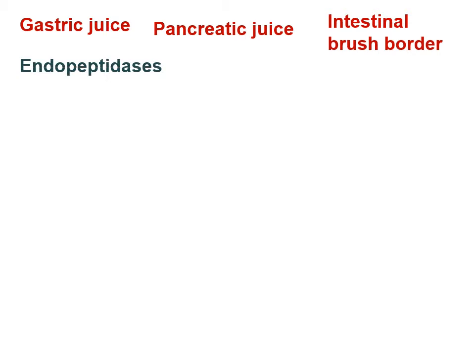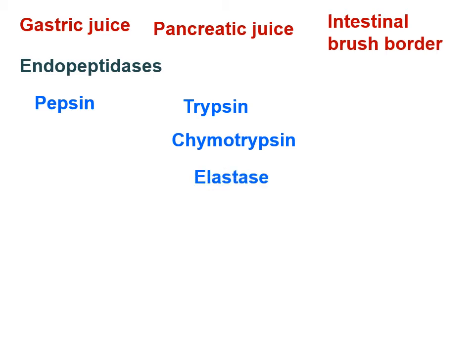Now these endopeptidase present in the gastric juice is nothing but pepsin. In the pancreatic juice you have trypsin, chymotrypsin and elastase. What about the brush border of the intestine? You have what is called as enteropeptidase. All of these are basically endopeptidase in nature.